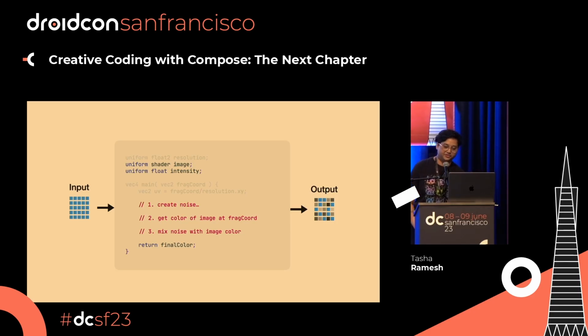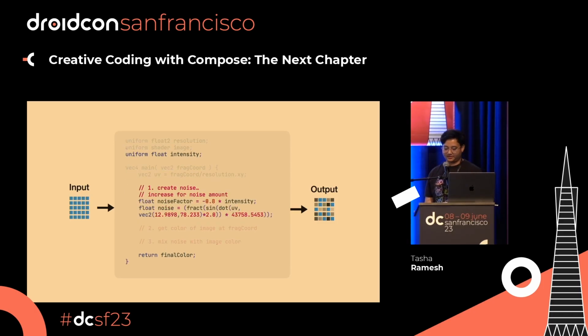And here, we're going to introduce a new uniform called image. The image uniform is going to represent the contents of our composable as a shader. And that's what's going to allow us to get at the colors or the pixels of the thing that we're trying to shade or process. The other uniform we're going to introduce, or optionally could introduce, is an intensity uniform, which allows us to change the intensity of the noise from outside the shader.